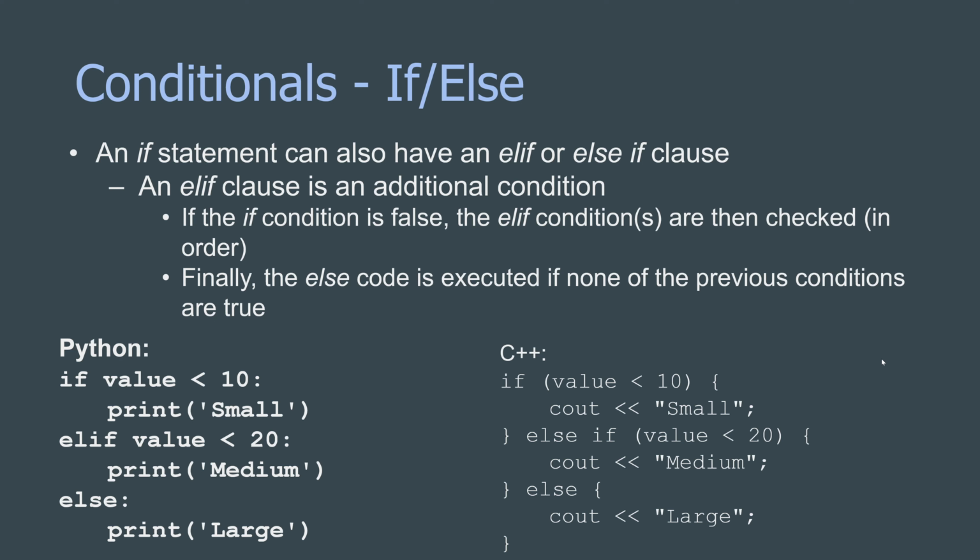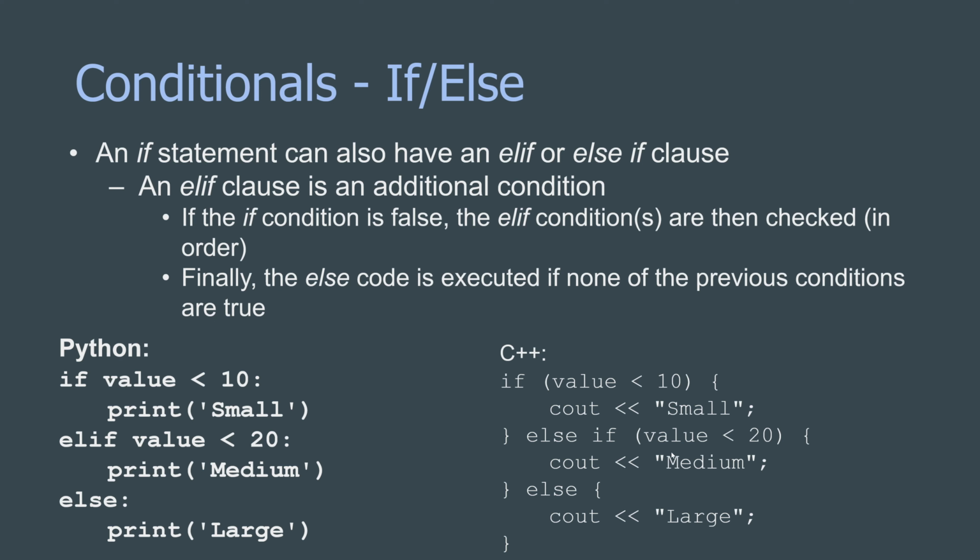If you have more than just two possible outcomes, so it's not just one or the other, and you want different ranges, then you can have an if else if. In most programming languages, like in C++, we use the keyword else, and then we repeat the word if, so we say else if. So if the value is less than 10, print small. Otherwise, if the value is less than 20, print medium.